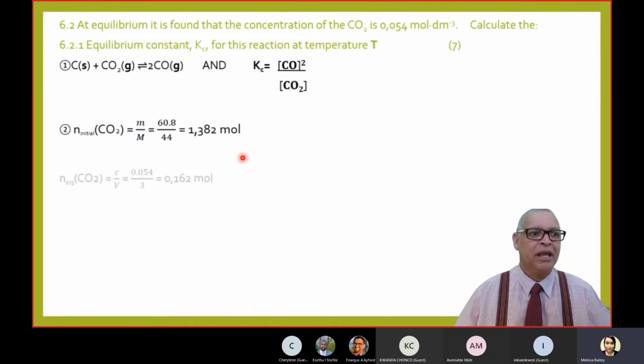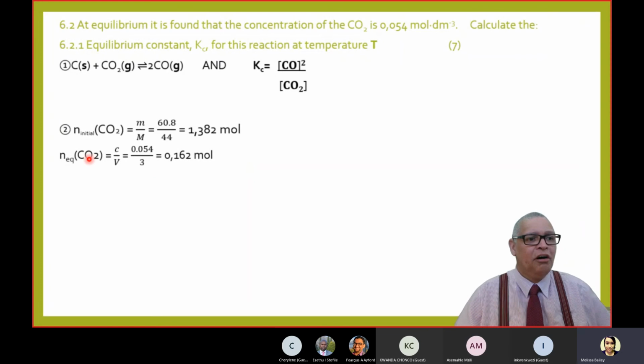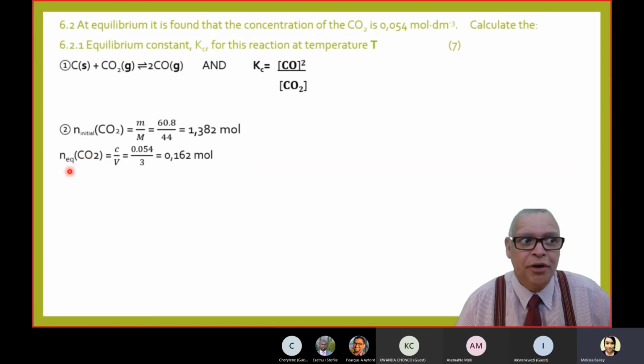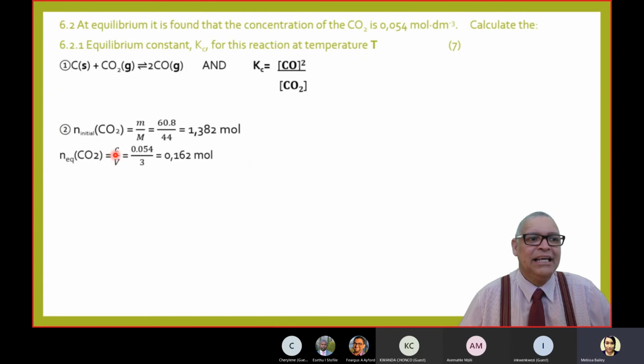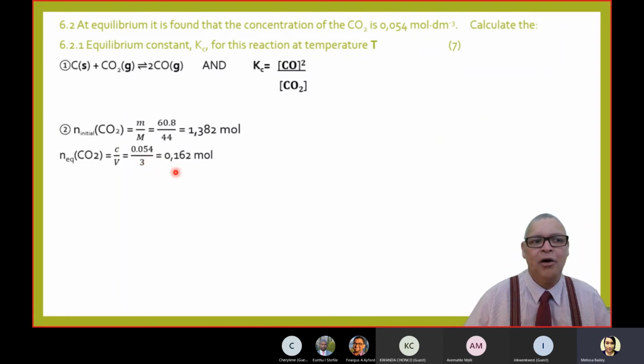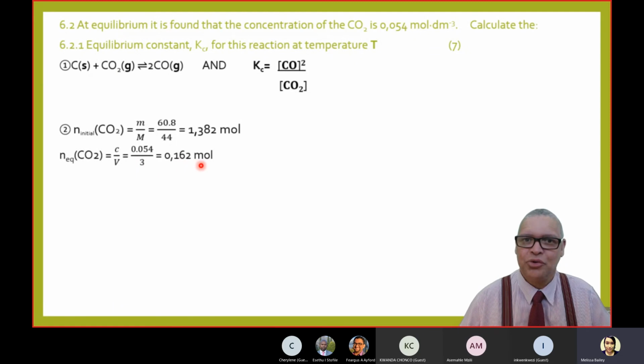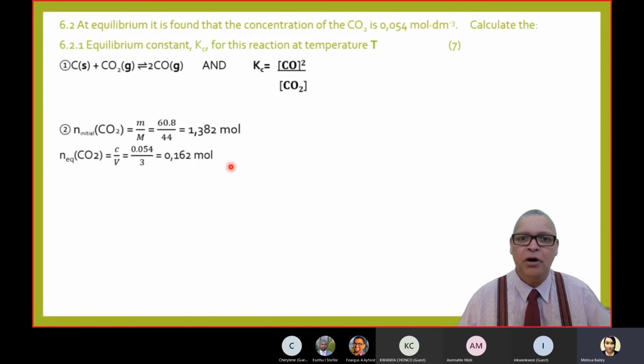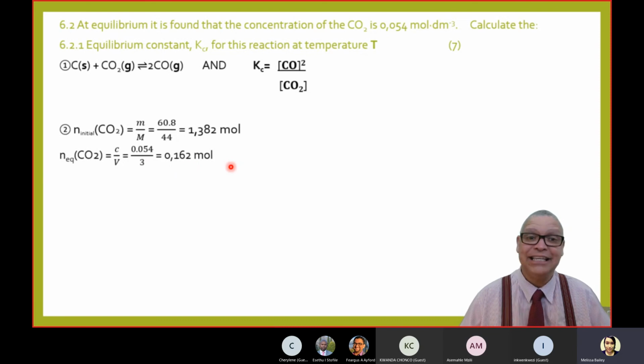Moving on, the number of moles at equilibrium of carbon dioxide is the concentration multiplied by the volume. Now, where do we get that formula from, you may be saying? Well, remember the other formula that we established was C is equal to n over V. So if you substitute into that formula, the concentration they gave us as 0,054 and the volume, which is 3 cubic decimeters, our answer is 0,162 mole. So there we have the number of moles of carbon dioxide at equilibrium.